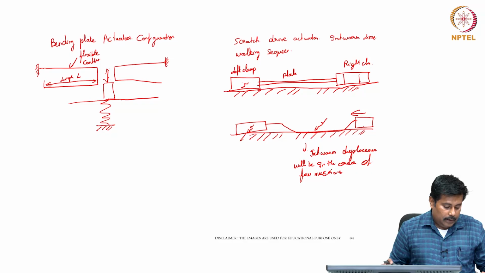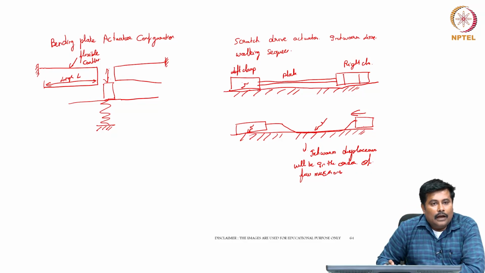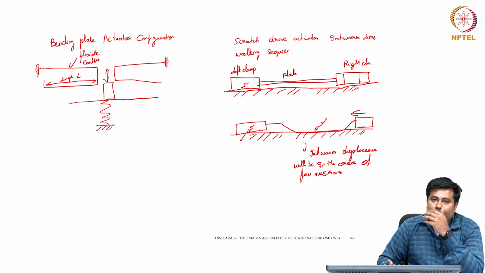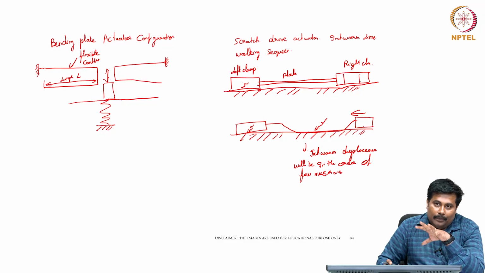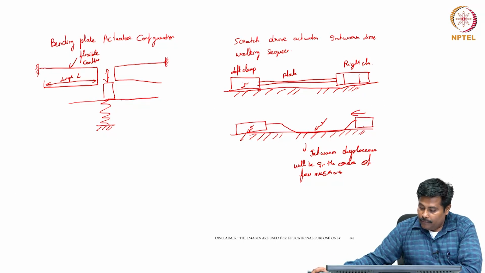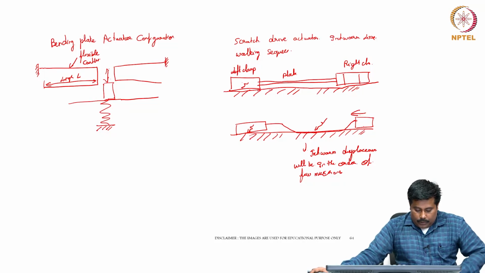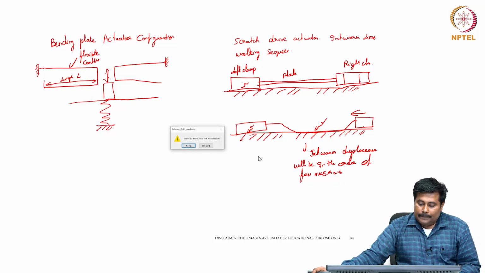So, this is one configuration. Apart from this, these kinds of electrostatic actuators have a potential application or flexibility in being developed in the form of a rotary based system. Let us see some rotary based electrostatic actuators.